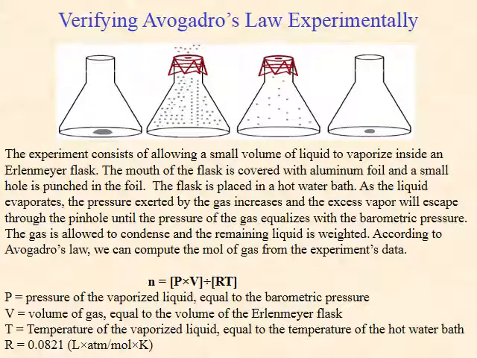Avogadro's law can be verified with a simple experiment, which consists of allowing a small volume of a volatile liquid to vaporize inside an Erlenmeyer flask. The mouth of the flask is covered with aluminum foil and a small hole is punched in the foil. The flask is placed in a hot water bath.